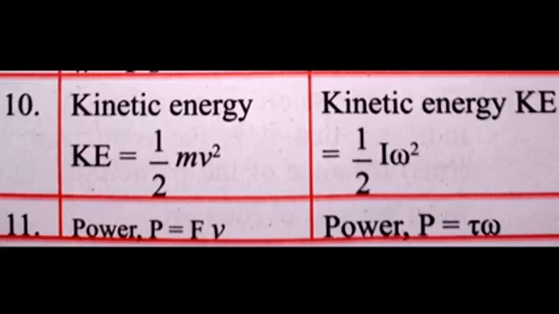And last one, power calculated in translational motion. So power P is equal to force into velocity. Therefore, P is equal to F into V. In case of rotational motion, the power is calculated P is equal to torque into angular velocity. Therefore, P is equal to tau into omega.